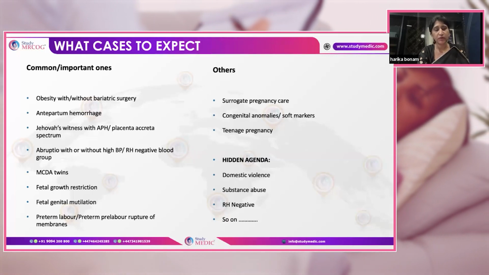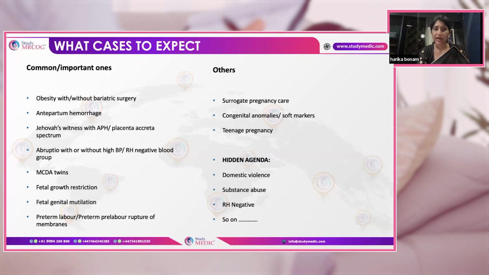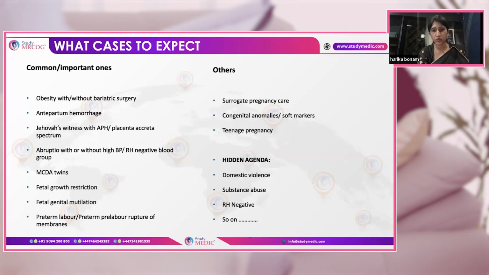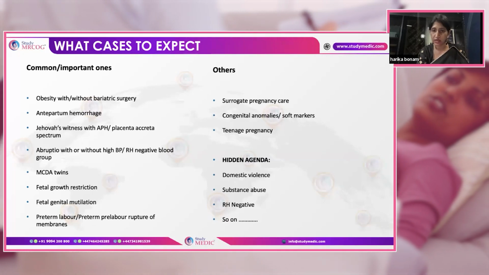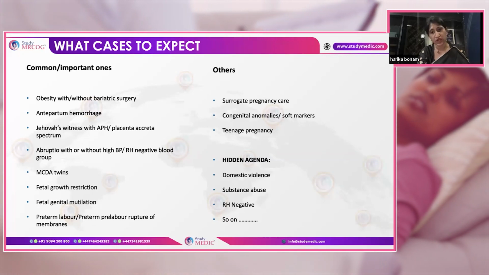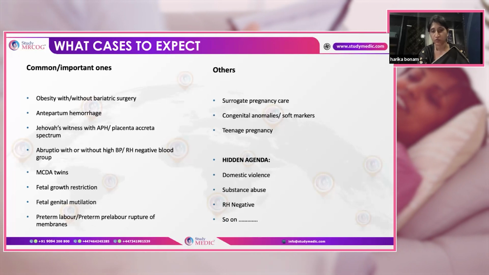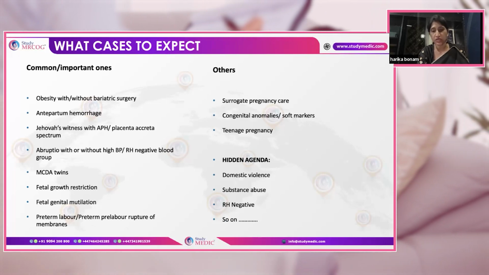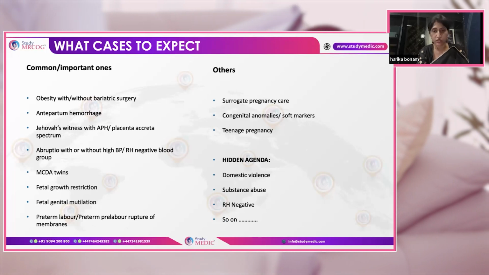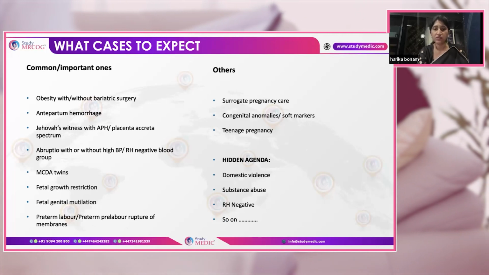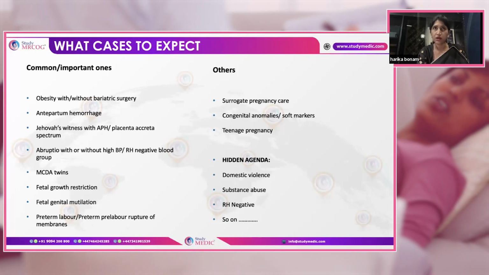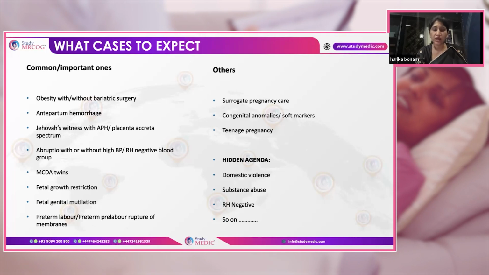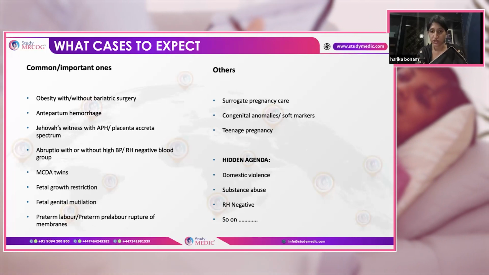And obesity can be a preconceptional counseling, or it can be antenatal care in a patient who had a bariatric surgery. And the other cases which we sometimes see nowadays are surrogate pregnancy cases and sometimes congenital anomalies or soft markers noted in the scan to explain the report, or a teenage pregnancy to complicate. Along with the teenage pregnancy, there can be a hidden agenda of substance abuse or any other associated issue, like it can be a safeguarding issue in a teenage lady. So one or the other agenda usually will be there in a case of teenage pregnancy.